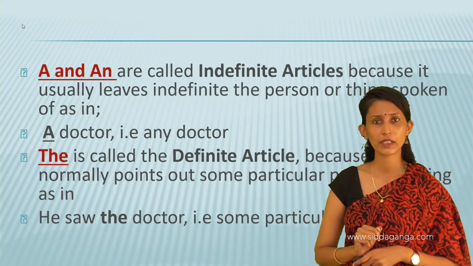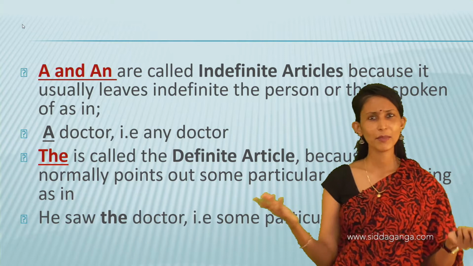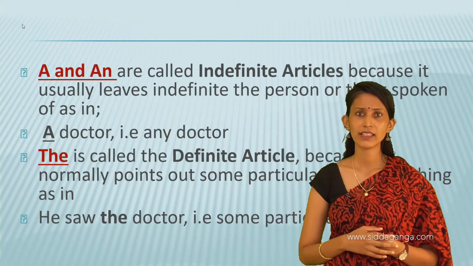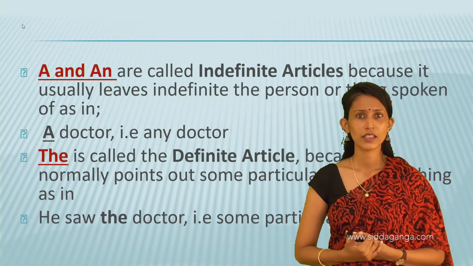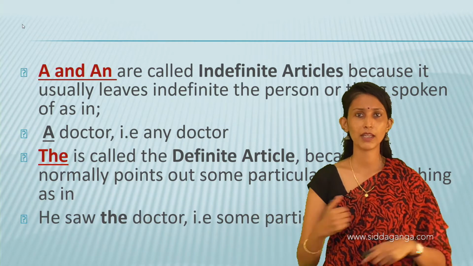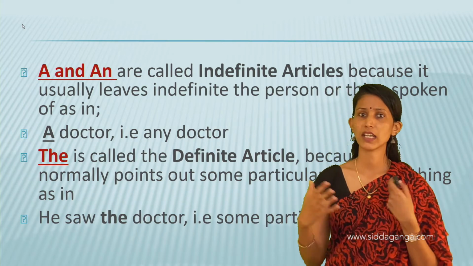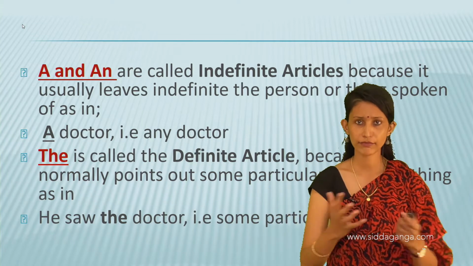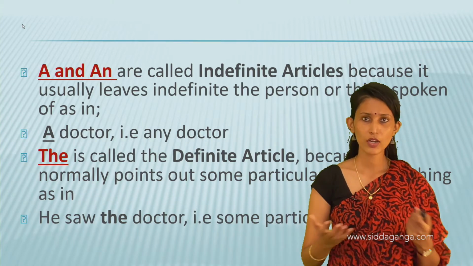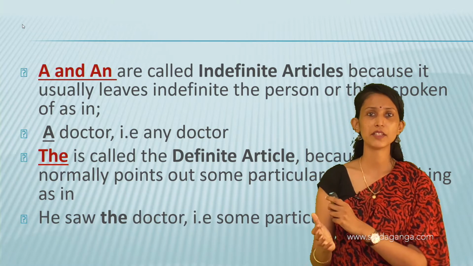Now if you see the example here, a doctor, it can be any doctor, isn't it? If I say I went and met a doctor, you can assume any doctor. He may be a pediatrician, he may be a gynecologist, he may be an ENT specialist, anybody, isn't it? Everybody in that field together are doctors. So it is not giving you a definite purpose.